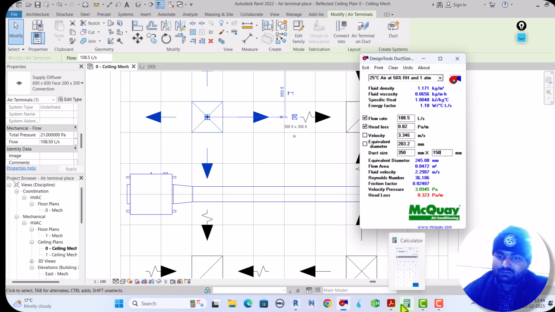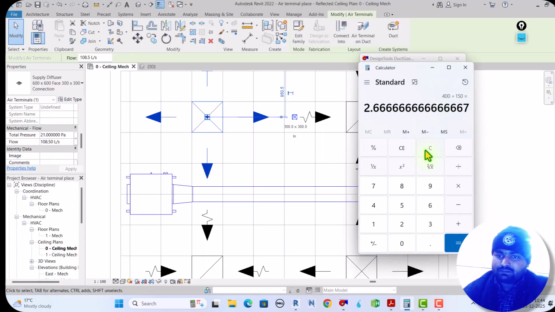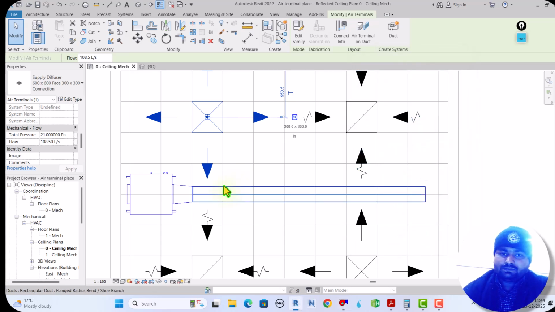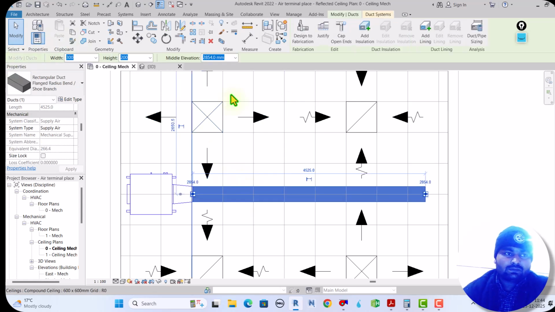350 divide 100 gives 3.5 aspect ratio. And 350 divide 150, how much aspect ratio? 2. So I will take this one, 2. Okay, 350 by 150, so come here.